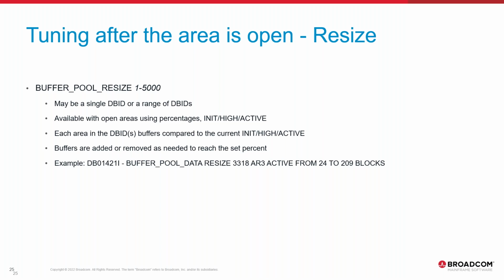So it is available anytime you use the percentages, init, high, or active. We do it for each database that you ask us to do, the one or the range. Buffers will be added or removed to meet your current percent. So you understand why with active of a database that changes much, you would want to do this periodically. How often? I don't know. But as often as you want. You can do it every hour, every 5 minutes. You can do it every minute. Probably not too often, but you can. And this is an example of the message. I think I have another page of messages if we go on.